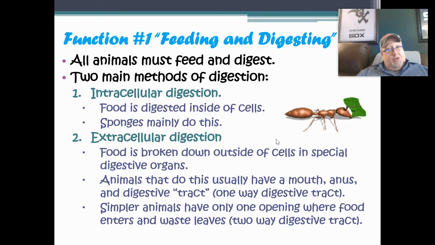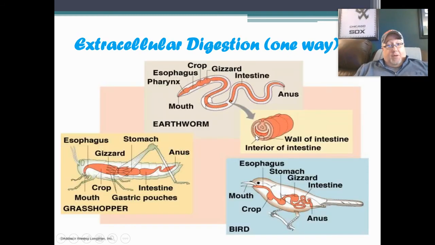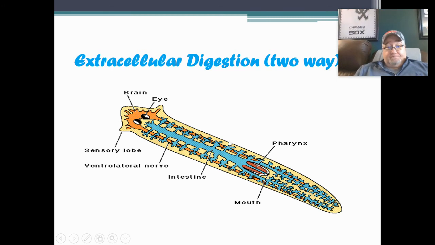Some animals have a two-way digestive tract, which means food goes in one opening and the waste comes out the same opening. I'll show this to you on the next picture, but these are animals that have a one-way tract. For example, an earthworm: food goes in the mouth, it travels through the intestines, and eventually waste comes out the anus, kind of like us. In a bird, same thing. Food goes in the mouth, and then waste comes out the anus. Grasshopper, same thing.